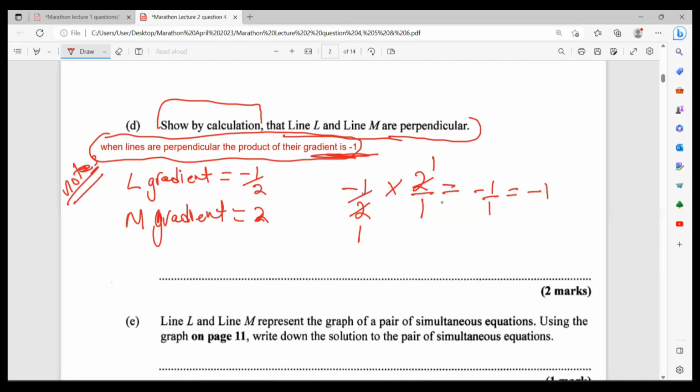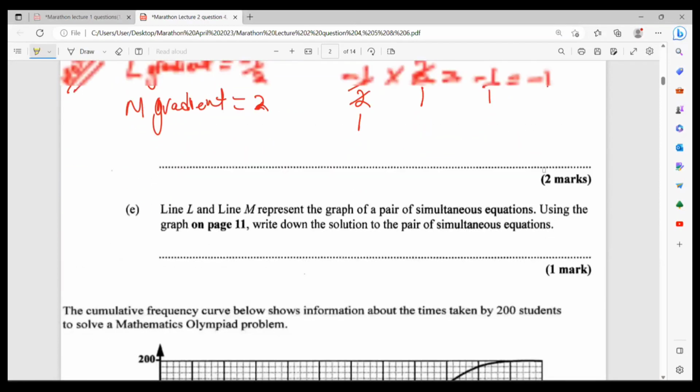That's the proof. So whenever they ask you to prove the perpendicular lines thing, you just need to have the gradient of the two lines. If you multiply them, you will always get negative 1. Always. And that only happens if the lines are perpendicular. If they are not perpendicular, you don't get that. So be careful, right? All right, so that's the proof.